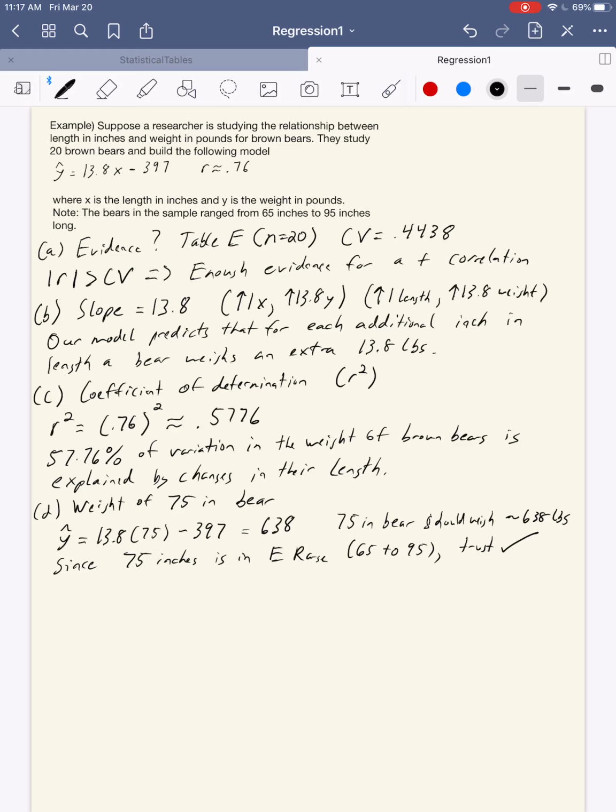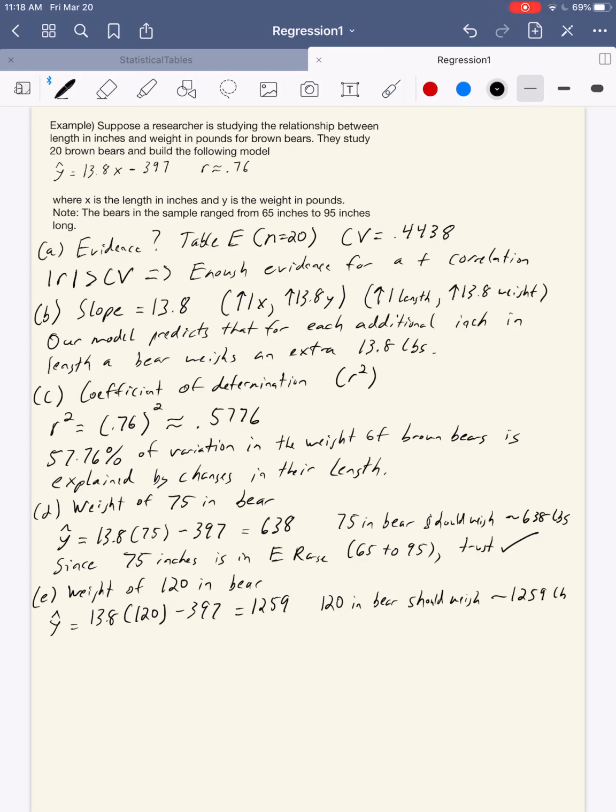All right, let's try another prediction. We want to do the weight of an 120-inch bear, so a much larger one. We do the same kind of computation, right? We need to make a prediction, so we plug into our model. So there we go. 13.8 times 120 minus 397, and you should get 1259. So an 120-inch bear should weigh approximately 1,259 pounds.